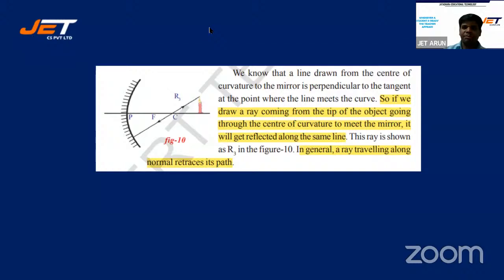So if we draw a ray coming from the tip of the object going through the center of curvature to meet the mirror, it will get reflected along the same line. Because it's hitting perpendicularly, the angle of incidence is 0, and the angle of reflection is also 0. So it will hit and rebound perpendicularly. Any ray, not just in this case, any ray which is traveling along the normal to the surface retraces the path because the angle of incidence is 0, and the angle of reflection is also 0.